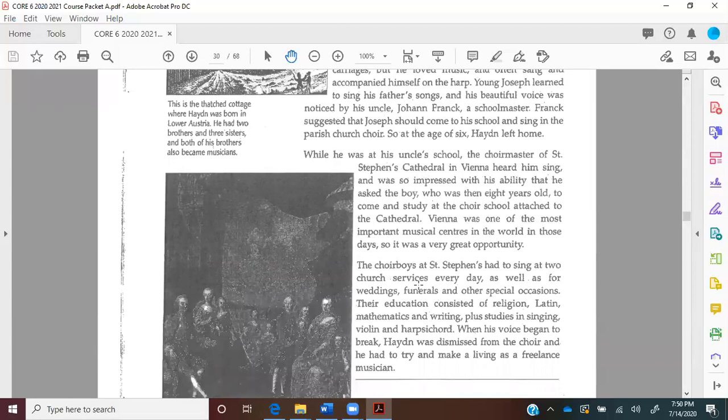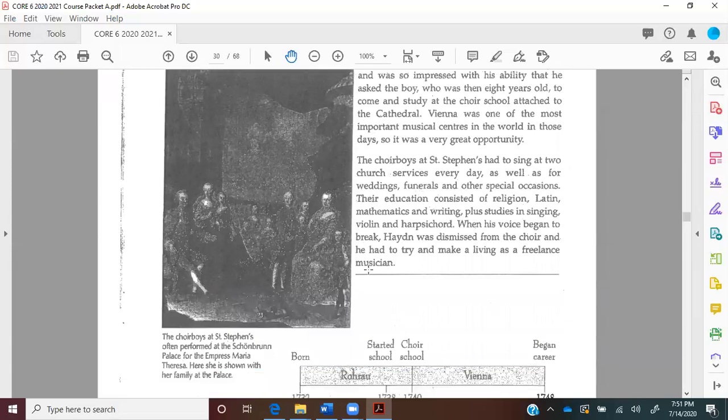While he was at his uncle's school, the choirmaster of St. Stephen's Cathedral in Vienna heard him sing and was so impressed with his ability that he asked the boy, who was then 8 years old, to come and study at the choir school attached to the cathedral. Wow. Vienna was one of the most important musical centers in the world in those days, so it was a very great opportunity. The choir boys at St. Stephen's had to sing at 2 church services every day, as well as for weddings, funerals, and other special occasions. Their education consisted of religion, Latin, mathematics, and writing, plus studies in singing, violin, and harpsichord.